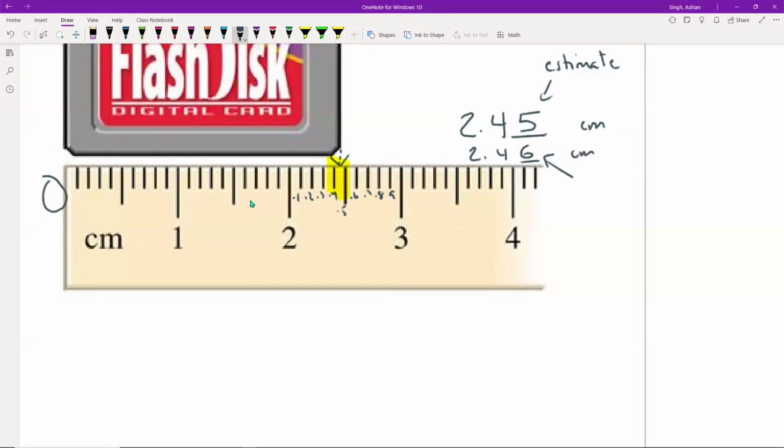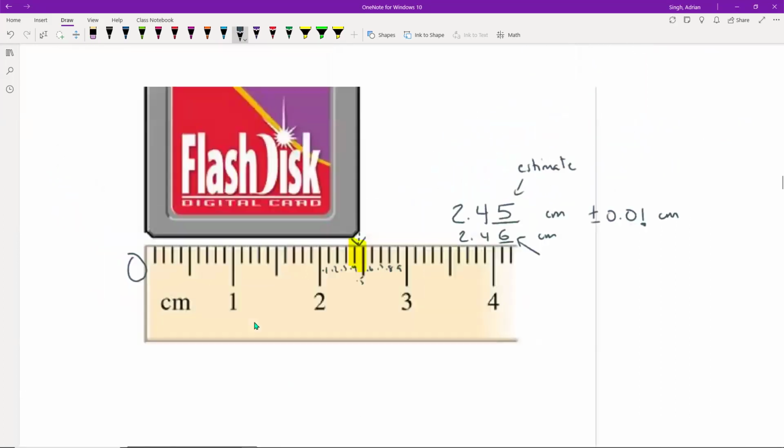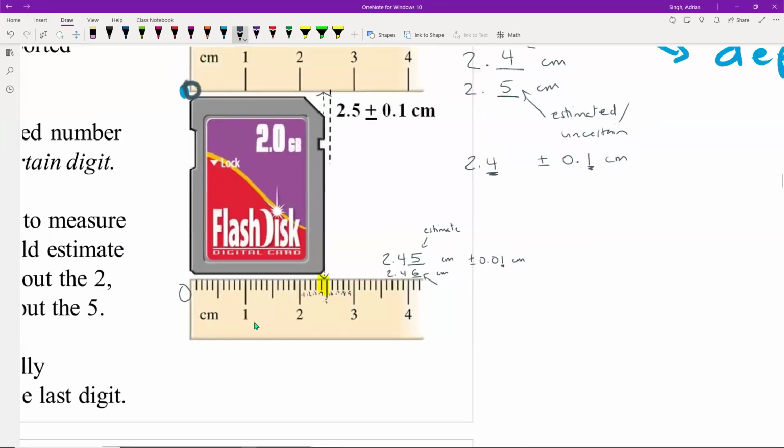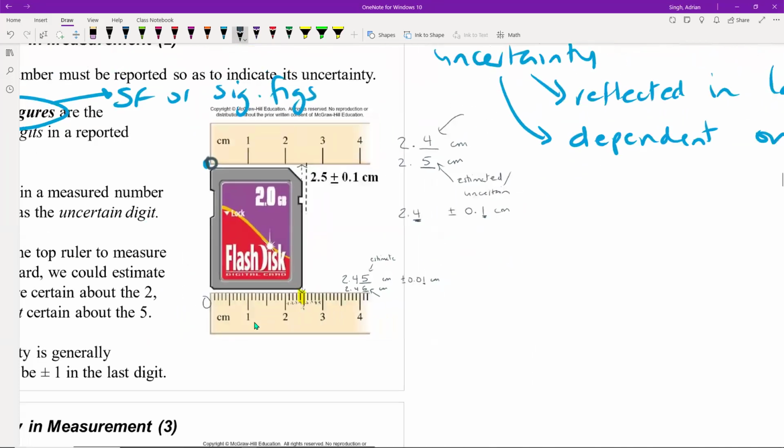This is still showing that the last digit is uncertain. So the way that we would represent this uncertainty is plus or minus now the 100th place, so 0.01 centimeters would be our uncertainty. So the smaller the graduation marks here, our uncertainty is also consequently a little bit smaller. So we're a little bit more sure about what that length is, or in this case, it's the width of this object.